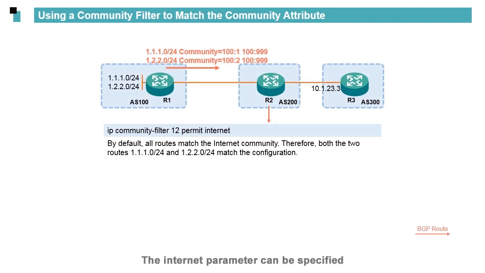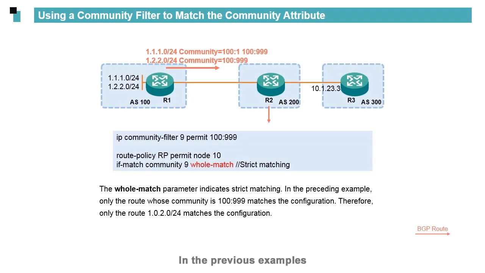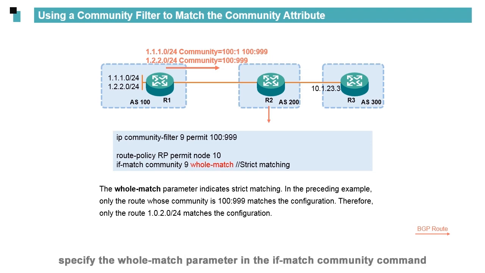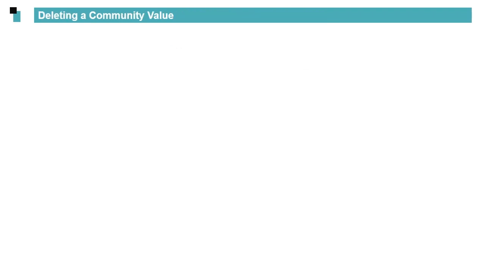The internet parameter can be specified in the ip community-filter permit command to match all routes. In the previous examples, routes match a community configuration so long as the community value specified in the configuration is included in the community attribute. To enable strict matching, specify the whole-match parameter in the if-match community command.